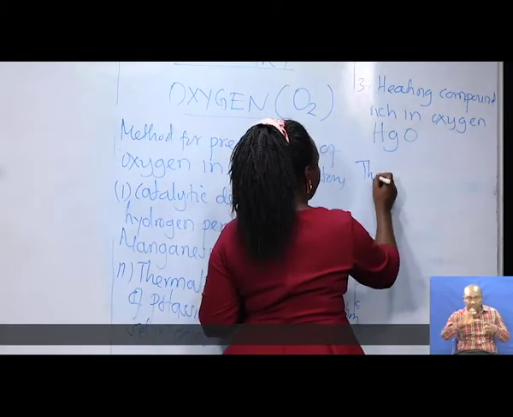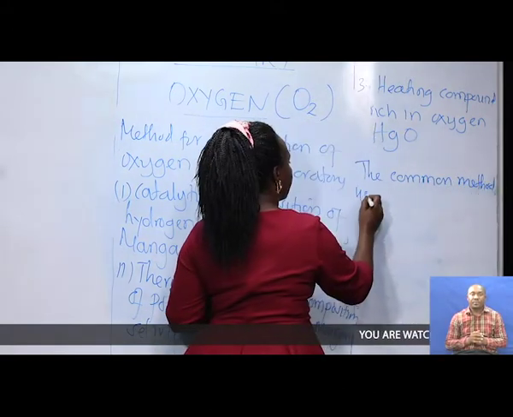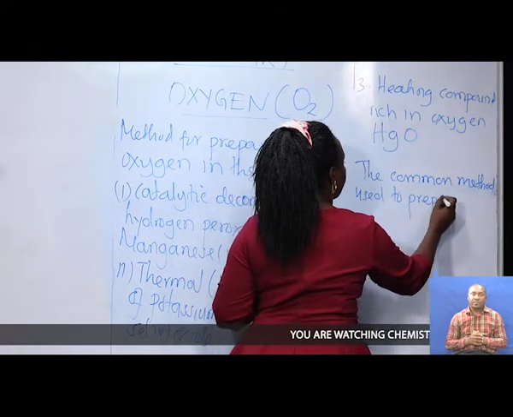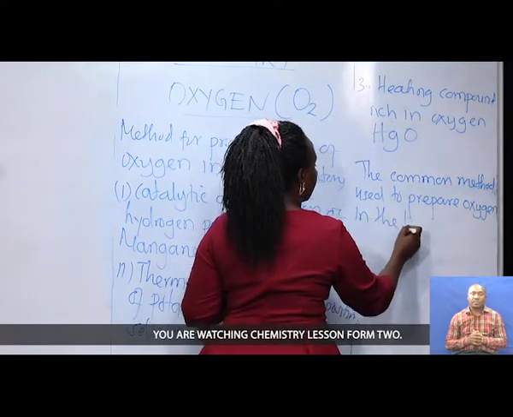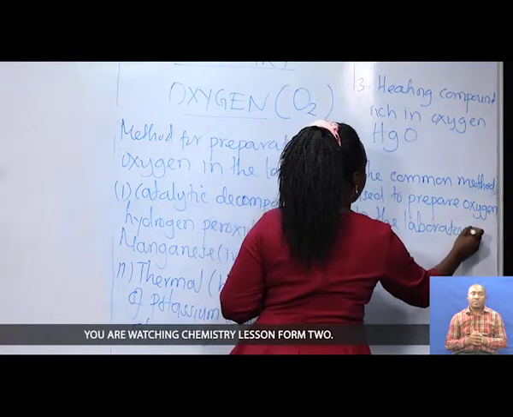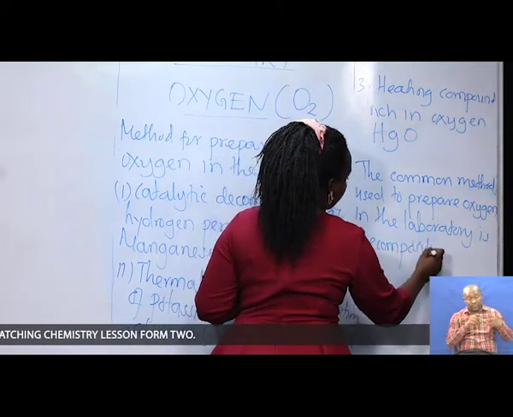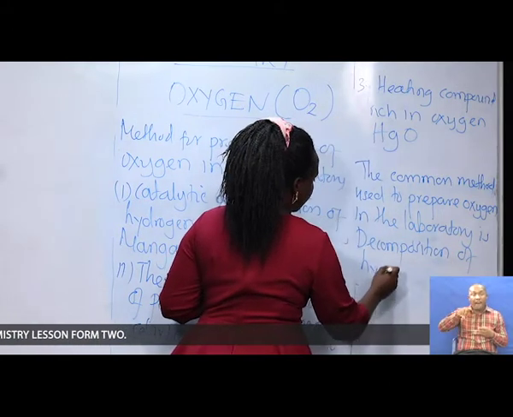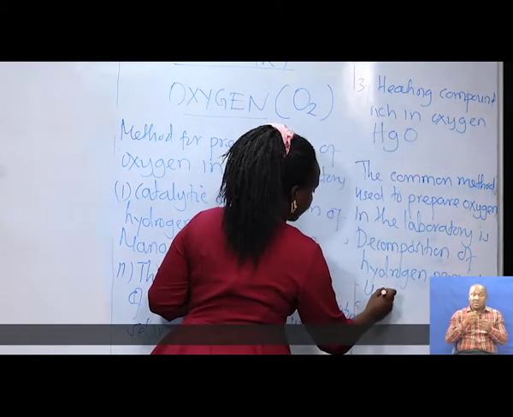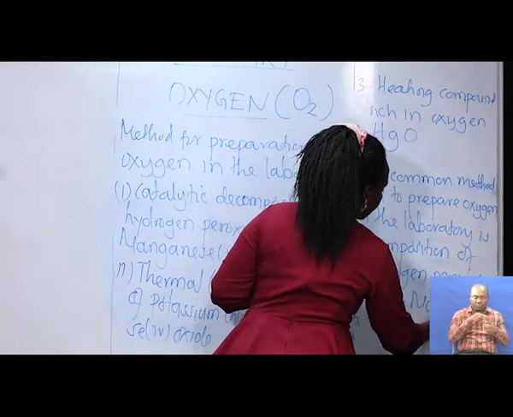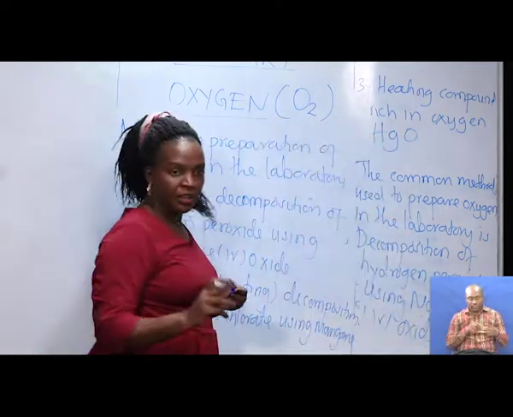So the common method used to prepare oxygen in the laboratory is decomposition of hydrogen peroxide, or catalytic decomposition of hydrogen peroxide, using manganese(IV) oxide. So this is the common method.